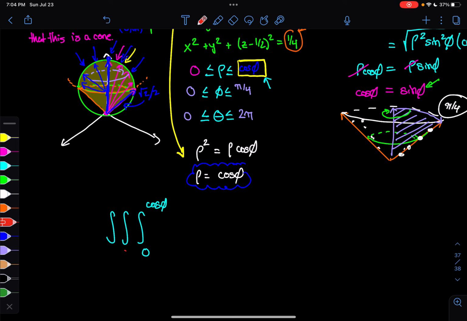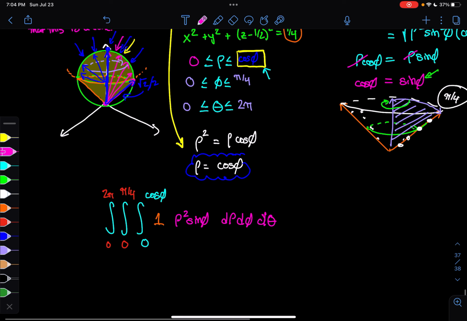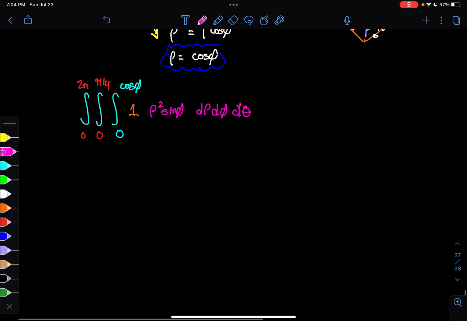So maybe I'll put my phi next, pi over 4, and then I'll put my theta at the end, 2 pi. And then we're doing the integral of 1, and then our dv, remember, becomes rho squared sine phi, d rho, d phi, d theta. That's kind of what I've decided to do here. And if you want to go about solving this, it's not going to be too bad.